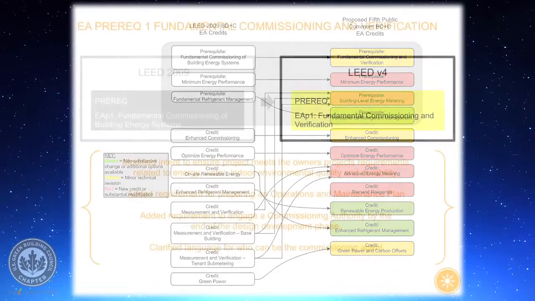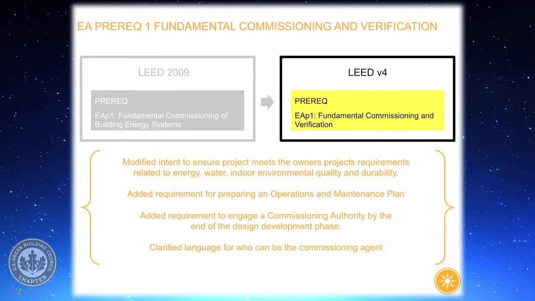So to start with the fundamental commissioning and verification prerequisite, here we've expanded the scope of the commissioning process to include not just energy efficiency, but looking a little bit more holistically at indoor air quality as well as durability. So all three of those issues are very important to projects in terms of performance, and they're also oftentimes competing with each other.